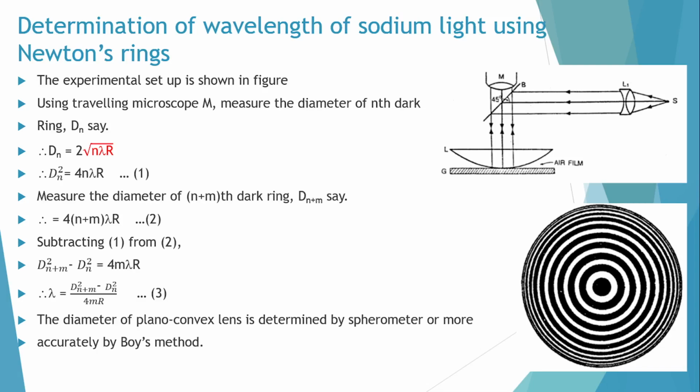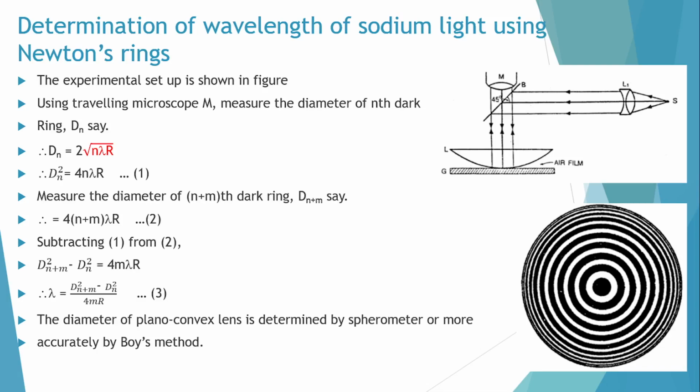Now consider any dark ring and measure its diameter. Suppose we have considered the nth dark ring, maybe second, third, fourth, first, ninth, 10th, whatever it may be. Let us call it the nth dark ring, Dn. Its diameter will be 2 into square root of n lambda R, and the square of the diameter will be 4 n lambda R. Let us call it equation 1.